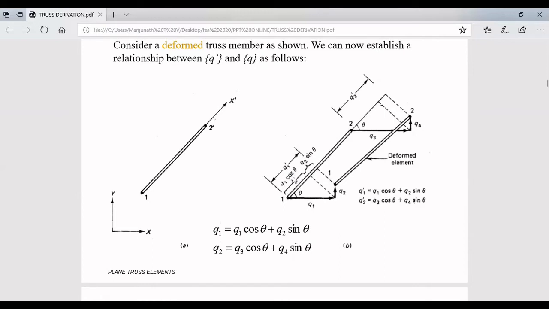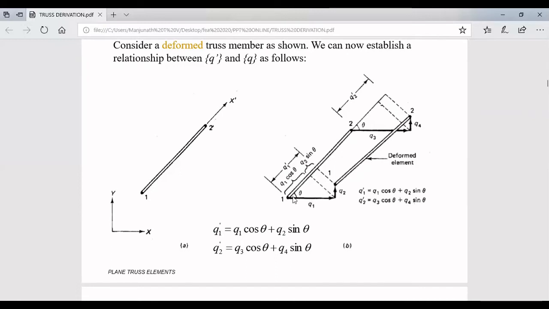To write that, see q1 dash in the local coordinate system. Since it has x and y components, there will be an inclination. Due to that inclination, we need to find the total length of this particular nodal displacement. This q1 dash in the local coordinate system must be equal to the total displacement in the global coordinate system.